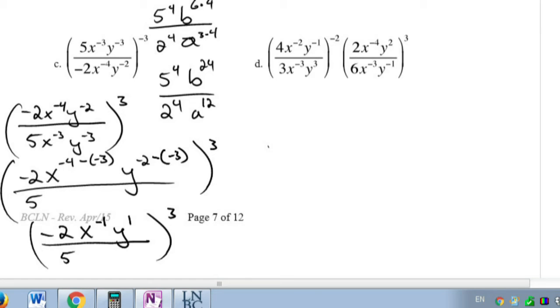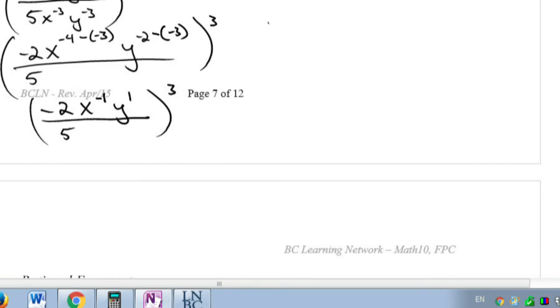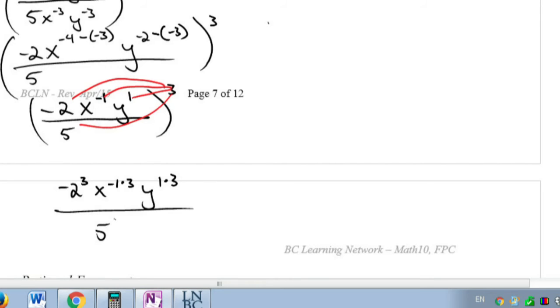All right, now everything inside my brackets needs to get this exponent of 3. So I'm going to give it to everything. -2 is going to get it, this is going to get it, this is going to get it, and the 5 is going to get it. So I have -2 to the power of 3. I have x to the -1 times 3. I have y to the +1 times 3. And on the bottom, I have 5 to the power of 3.